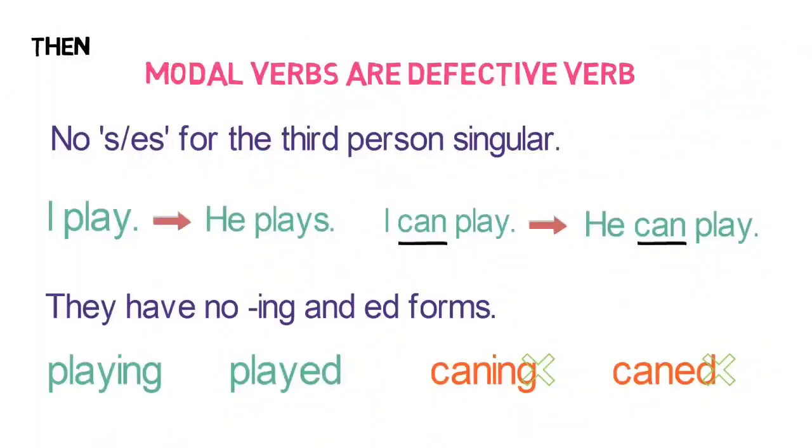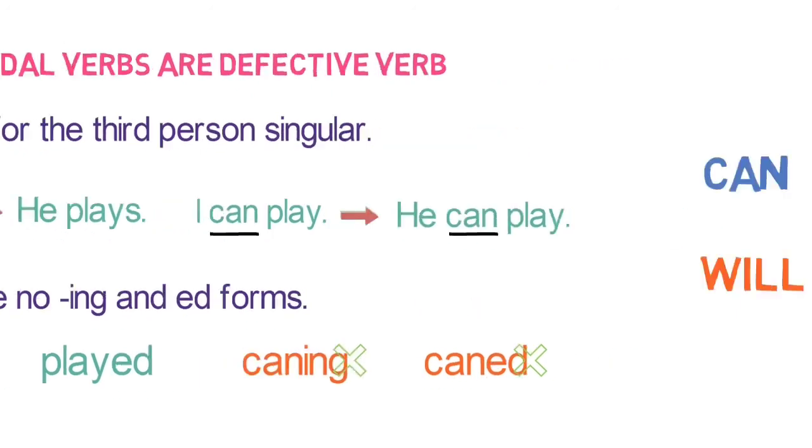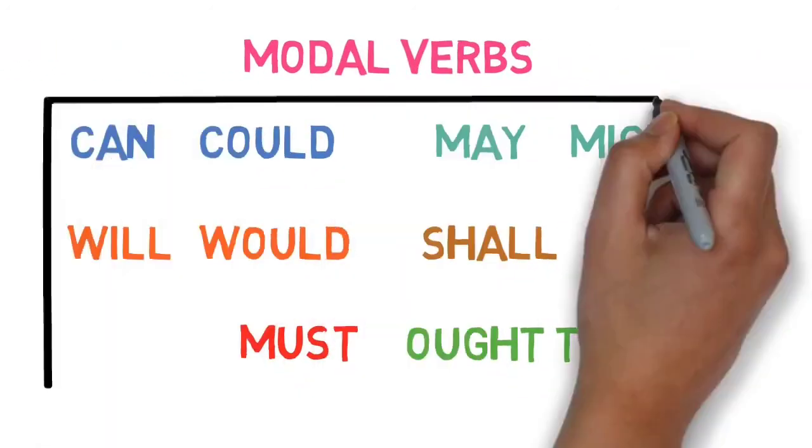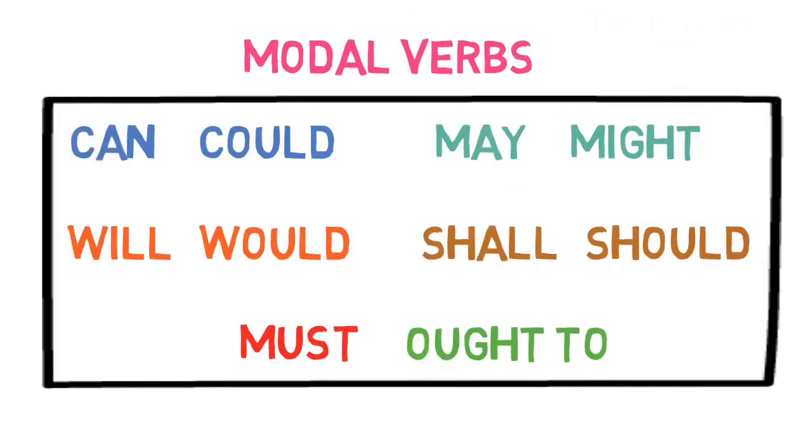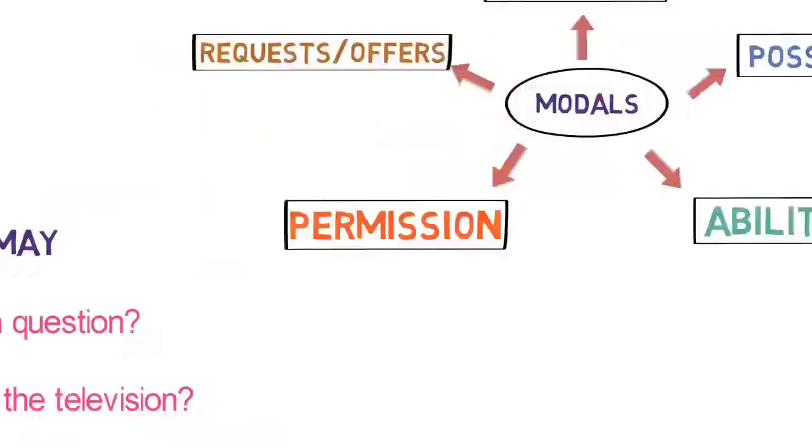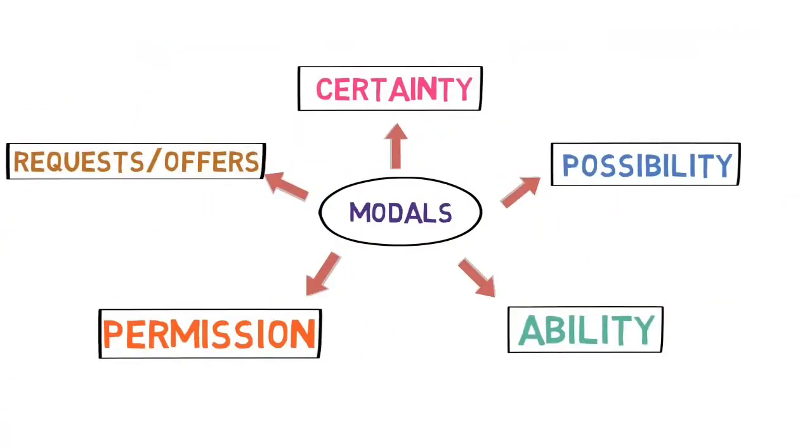And how many modal verbs are we seeing? There are 10 modal verbs. Please note that we do not use modals with the verb's -ing form or -ed form. And what are the modals? The 10 modals are: can, could, may, might, will, would, shall, should, must, ought to. These are what we use in making a sentence. And how are they used?